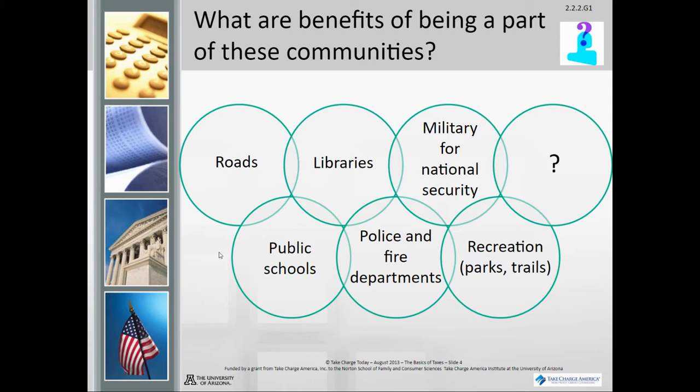And what are the benefits of being a part of those communities? All of the things you see here: roads, libraries, the military, public schools, police and fire departments, and recreation, parks and trails, and things like that. Those are all things that we all get to enjoy because we are a member of this country and pay taxes.